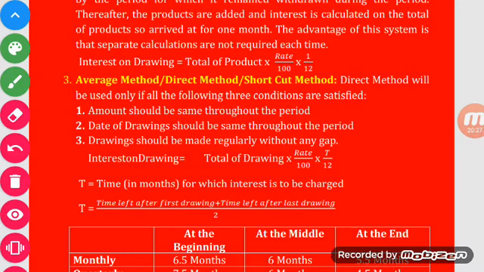For using the average method, there are three important points. It is also known as the direct method or shortcut method. The direct method will be used only if all the following three conditions are satisfied. Condition number 1: the amount should be the same throughout the period. The partner will draw the same amount on a regular basis. Second, the date of drawing should be the same throughout the period.